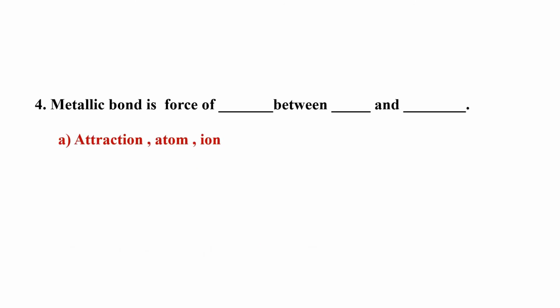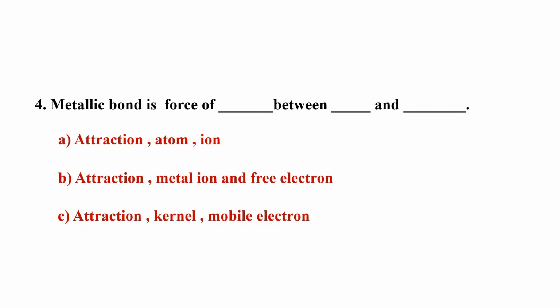Metallic bond is the force of dash between. Generally, the forces present between the kernel and mobile electrons. What will the answer be here? Isn't it C? And what about B? Attractions between metal ion and free electron. So metal ion and kernel are both the same, no? Metal ion and kernel are both the same, so B can also be a correct answer.